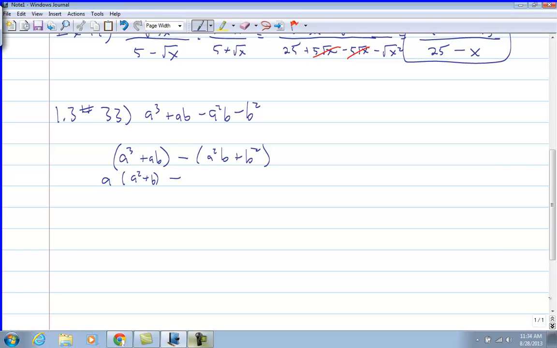And from that second pair, what do they have in common? All I can see is I can pull a b out. So I have a times a squared plus b minus b times a squared plus b. And this a squared plus b is a repeated factor. So that becomes a squared plus b times what? Well, if those are both pulled out, what's left is an a minus b.